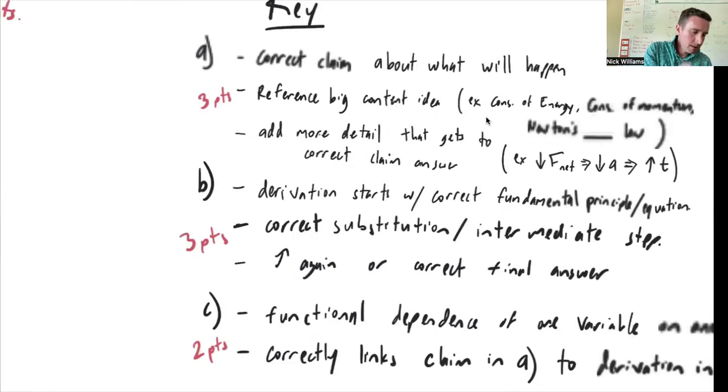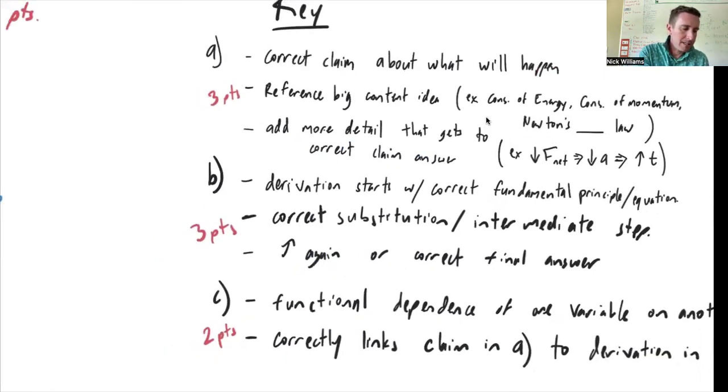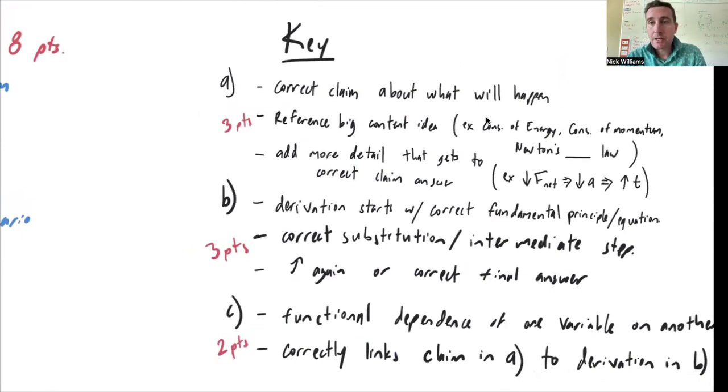So on the key, this one is a 3-parter, A, B, C. Part A will have 3 points. It'll be a correct claim about what will happen in the scenario. The second point would be referencing a big content idea to explain your thought process. So conservation of energy, conservation of momentum, Newton's second or third law. And then add more detail that gets to the correct claim answer. So as the net force decreases, the acceleration decreases, and then the acceleration over the same distance leads to a greater time. Part B is 3 points.